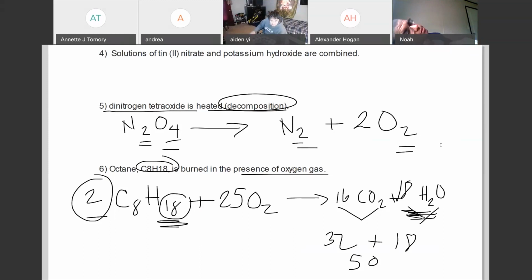So that was it. The combustion ones are a pain in the neck to balance.